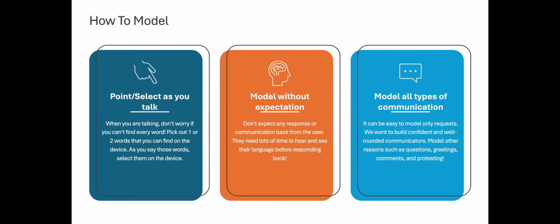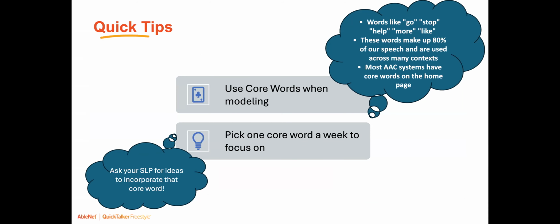And lastly, we want to model all types and forms of communication. So this means we can model gestures and facial expressions as well as the device, and we can model a variety of communicative functions. It's easy to just do requesting, but we want to build well-rounded communicators. So make sure you're modeling questions and answering questions and social participation, greetings, jokes, protesting, commenting, lots of different things of why someone might communicate.